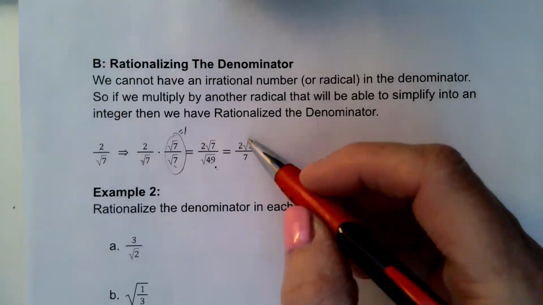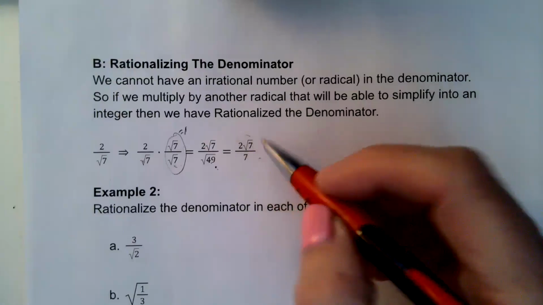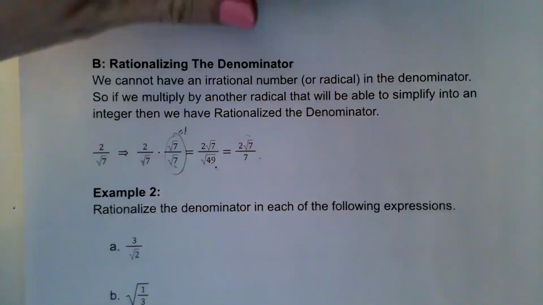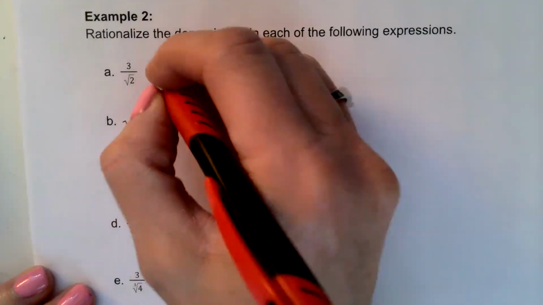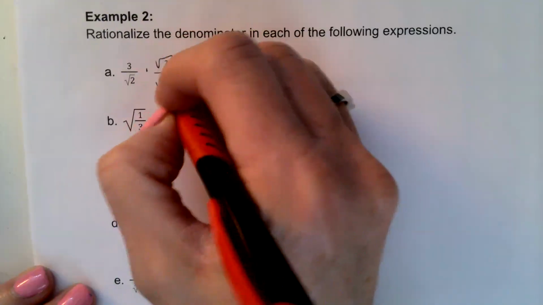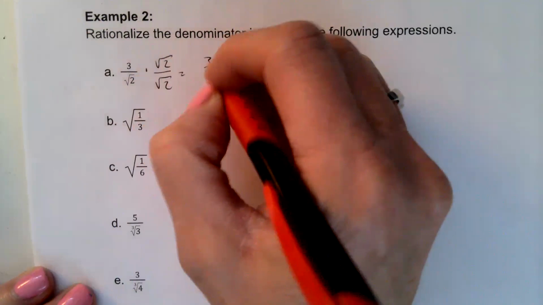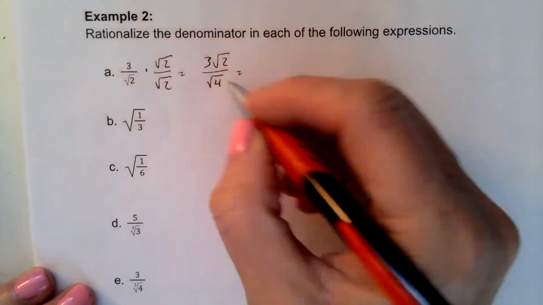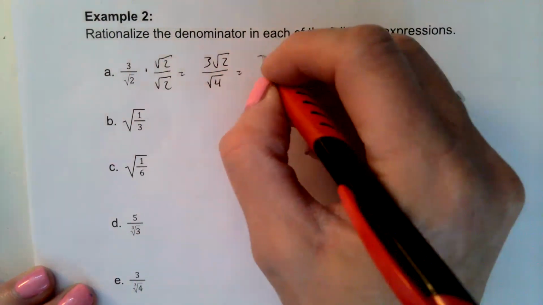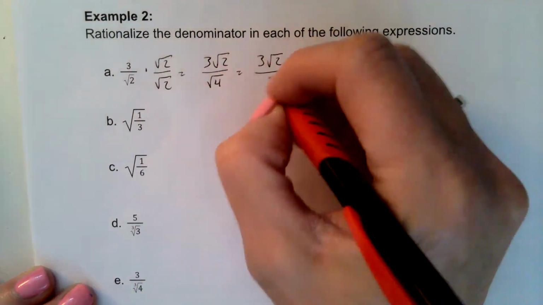Okay, and then you end up with a radical in the numerator, and that's okay. So let's try some here. So for A, if I multiply by the square root of 2 over the square root of 2, I get the 3 times the square root of 2 over the square root of 2 times 2 is 4. And that is just 2. So 3 times the square root of 2 over 2.